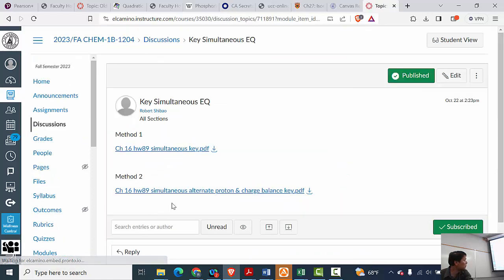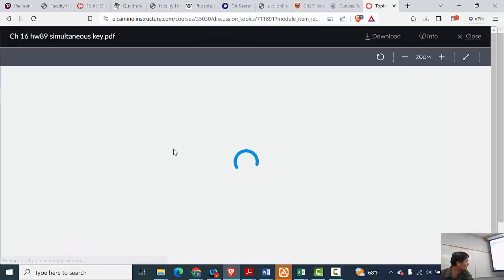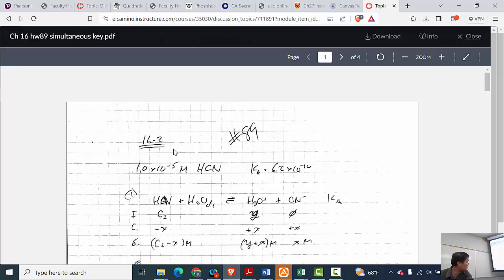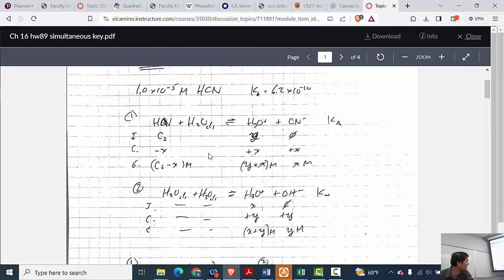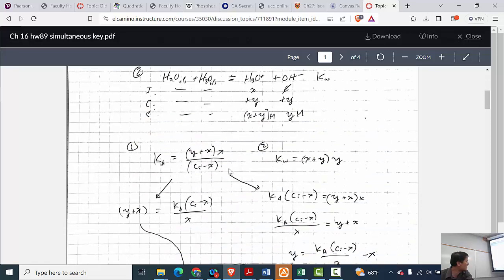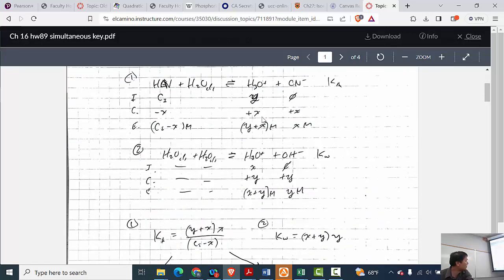This is for problem number 89 in the homework. If you actually wanted to solve it, the key, it's not in the key. They just start it in the key, and then I think they give you the final answer. So I went through it step by step. This is 1.1 times 10 to the minus 5 molar HCN. You have to solve it simultaneously. So what we do is we set up the ICE table.